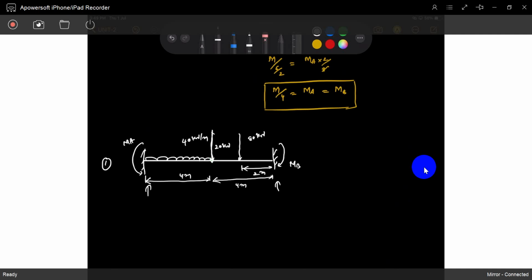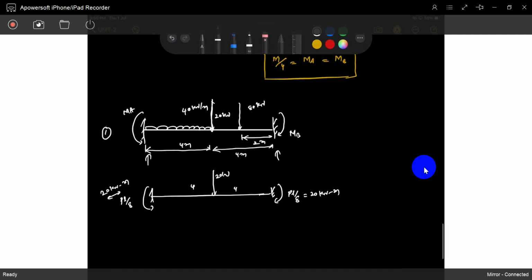For the 20 kilonewtons, how much force is exerted? So half by half. So what will we get? PL by 8, right? It's 4 meters, it's 20 kilonewtons. This is PL by 8. This is also PL by 8. So what is that value? 20 into 8 into PL by 8 divided by 8, it's still 20. Understood? This is 20 kilonewton meter. That is one influence.